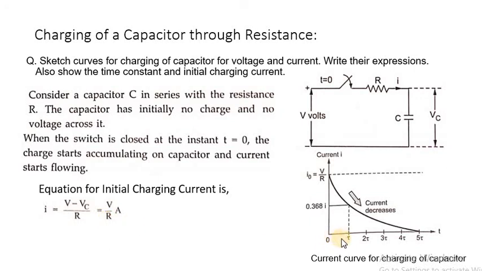But as the time increases more and more, your voltage across capacitor starts increasing. Why? Because capacitor starts accumulating charge. As capacitor starts accumulating charge, it stores energy. As it stores energy, the voltage across the capacitor starts increasing. As voltage across the capacitor VC increases, the difference between V and VC decreases. So the numerator value decreases. As the numerator value decreases, the current I decreases. So as time increases more and more, the current starts decreasing exponentially.